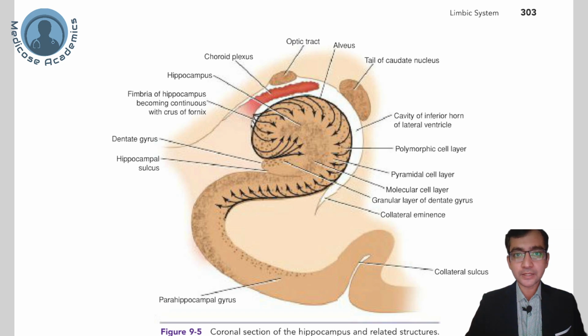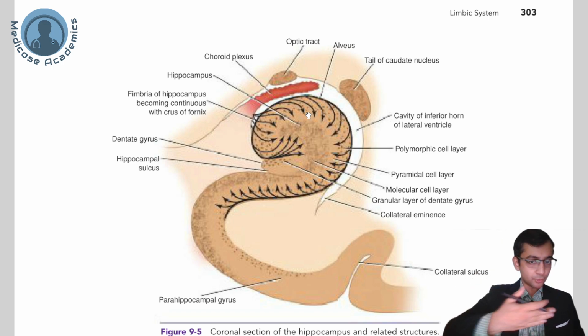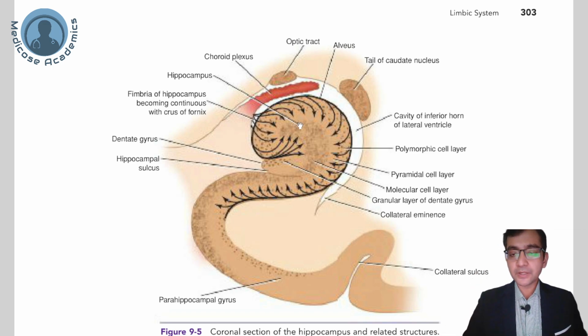Here you can see this is the pes hippocampus, and if you have cut it in a coronal section, there is gray matter present centrally and white matter present peripherally. The fibers that are collected on the periphery are called the alveus, which covers the whole of the pes hippocampus. On the way to make the fornix, these fibers are gathered on the medial aspect, and they continue as fimbria.